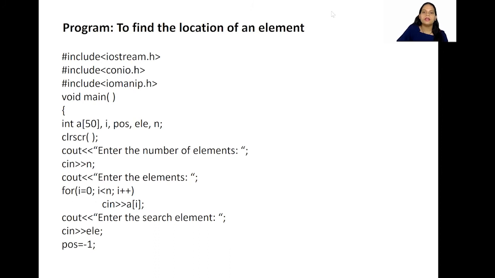Since the program is a little long, I mention the first half here and the second half on the second slide. First, let me explain how we are going to take the input for the array. These are our header files. This is my main. I'm taking an array of size 50. The array name is A. Then I have i, which is required for our for loop. POS is nothing but position, which is equal to our LOC in the algorithm we saw. ELE is the element we are finding. Wherever this element is found, we are going to store the position in POS.